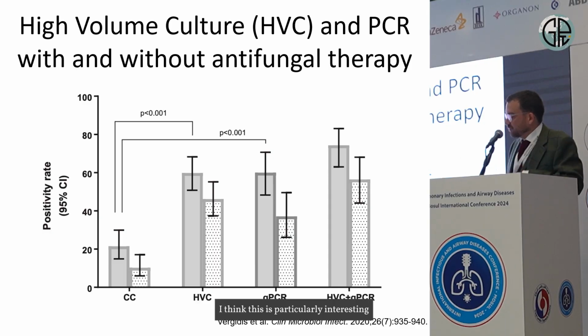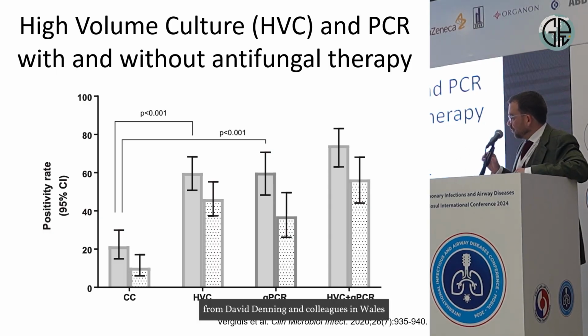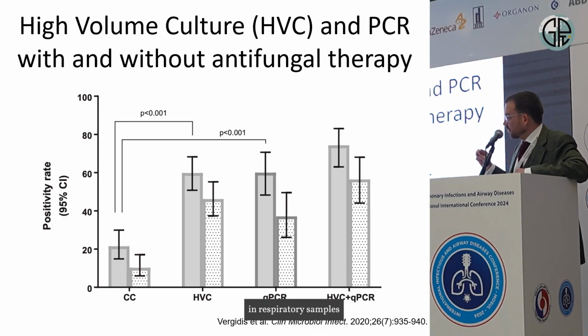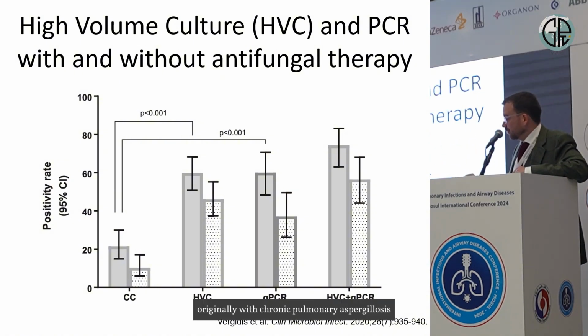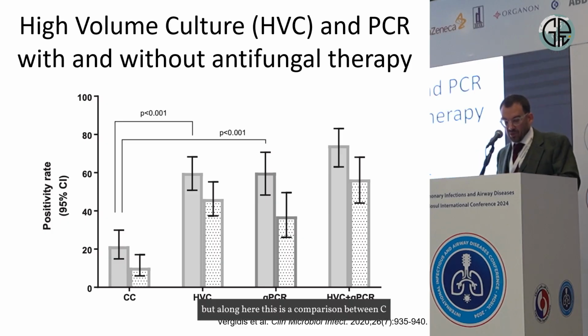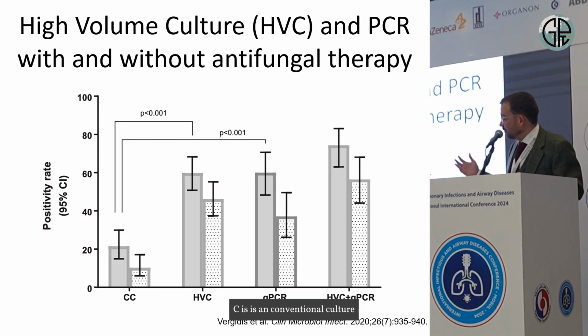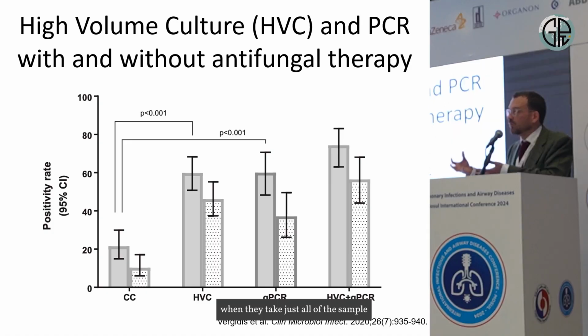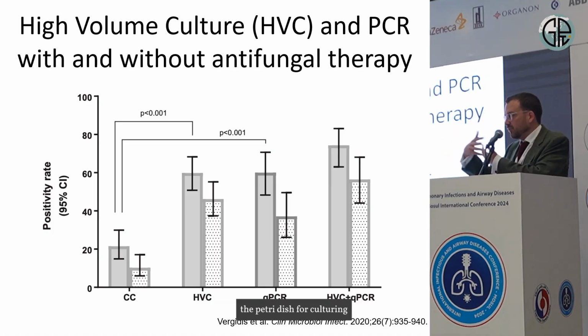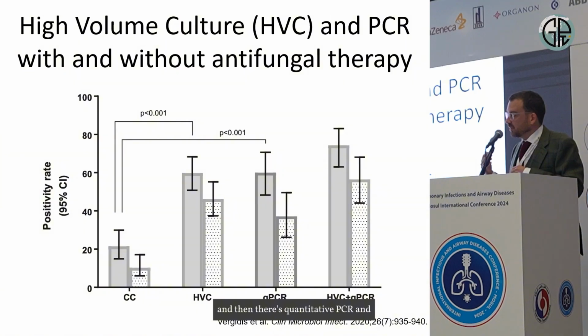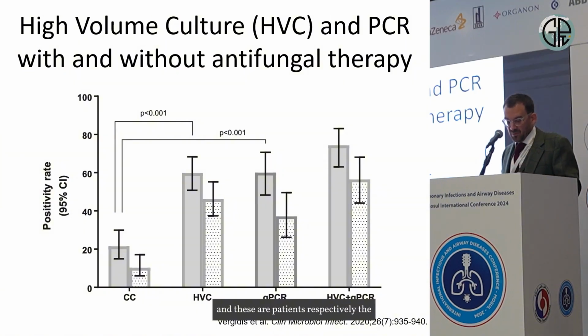I think this is particularly interesting. This is from David Denning and colleagues in Wythenshawe, and this is looking at the diagnostic yield in respiratory samples in patients, actually originally with chronic pulmonary aspergillosis. But along here, this is a comparison between CC, conventional culture, HVC, high volume culture, and that's basically when they take all of the sample and put it onto the Petri dish for culturing. And then there's quantitative PCR, and these are patients respectively.